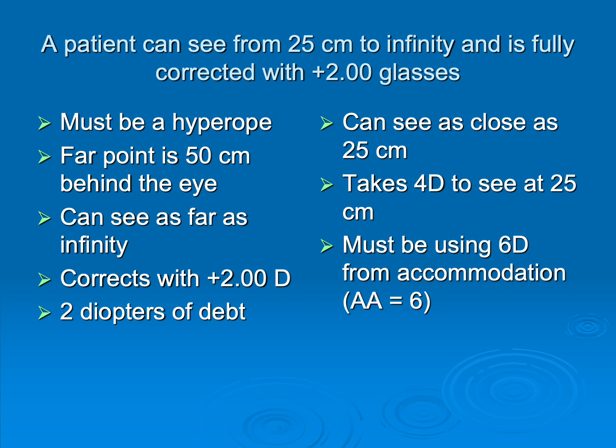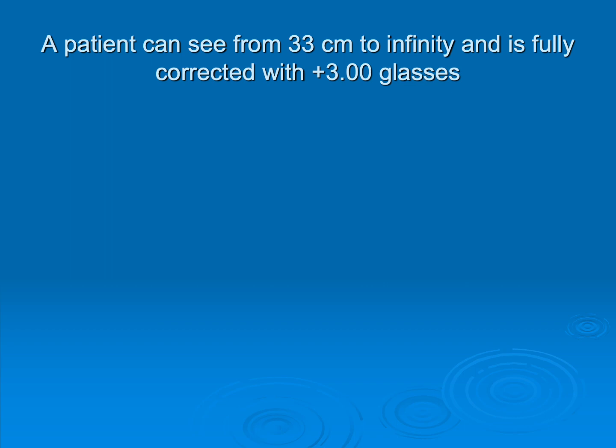If that doesn't make clear sense yet, hang on, we're going to do some more. Here I've got a patient that can see 33 to infinity and corrects with +3 glasses. Well, right away, it's starting to become a little easier. They're telling me that it's a hyperope. They're telling me it's a +3 hyperope. So I've got 3 diopters of debt to get over.